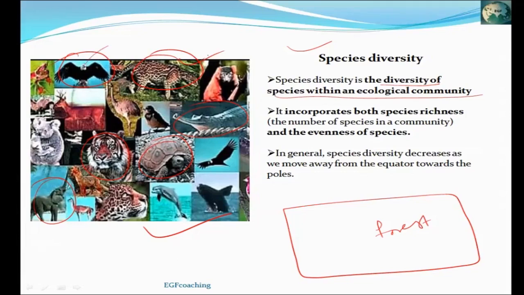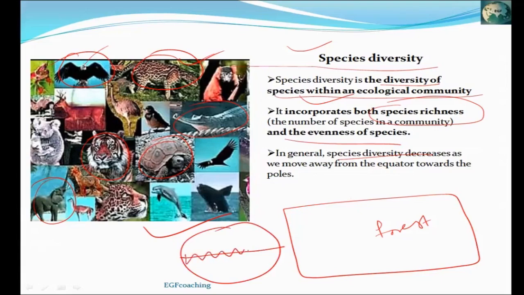It means diversity of species within an ecological community. It indicates both species richness and species evenness. Species diversity is highest in the equator. This is equator. There is great sunlight as well as rainfall. That's why more biodiversity. But as we move towards the poles, less species richness is found there in the polar areas because number of species decrease there.